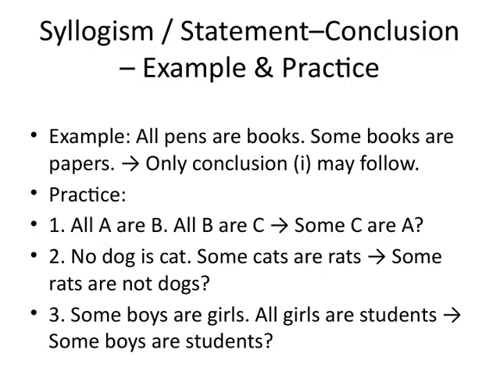The second practice question is, no dog is a cat, and some cats are rats. The question asks if some rats are not dogs. Again, we're examining how the premises can lead us to certain conclusions about the categories involved. Finally, the third question, some boys are girls, and all girls are students. The question is, are some boys students? Here, we're exploring how the relationships between groups can imply certain overlaps.